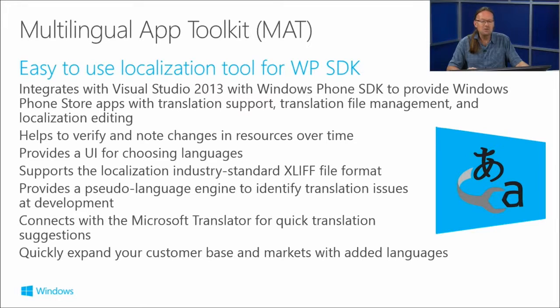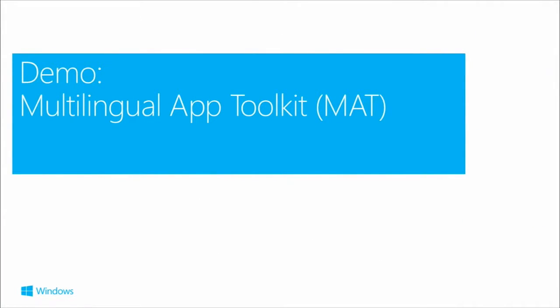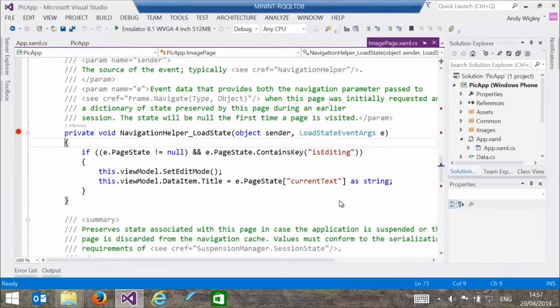Right, a little bit of help with translation, which is the Multilingual App Toolkit, which is an easy-to-use localization tool for, well, it says the Windows Phone SDK, but for the Windows SDK and loads of other SDKs as well. So great integration into it, and it really makes it easy to translate stuff. So I'm going to do a little demo for that.